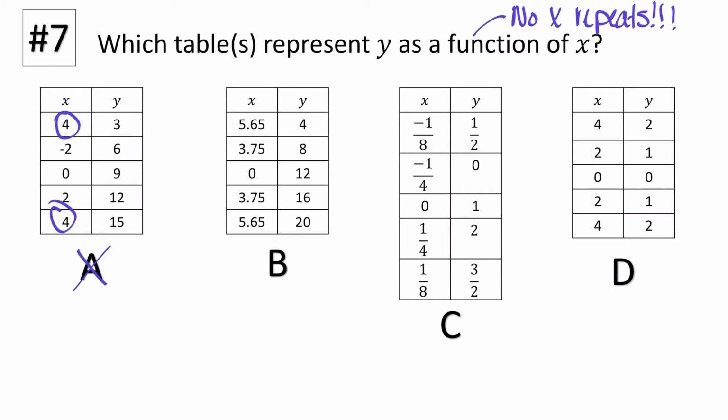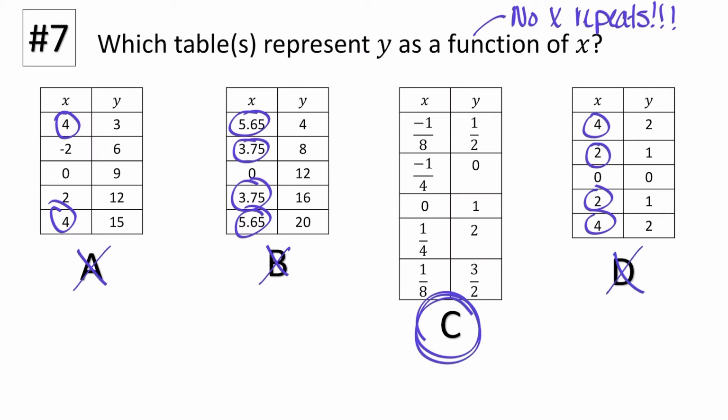If I look at table B, well, 5.65 repeats, and so does 3.75. So b is not a function. If I look at this next table, all of my values are different, so this one's looking good, but I'm just going to check the last table just to make sure. Once again, I have the 4 that repeats and the 2 repeats, so d is not a function, which is why c is the correct answer.